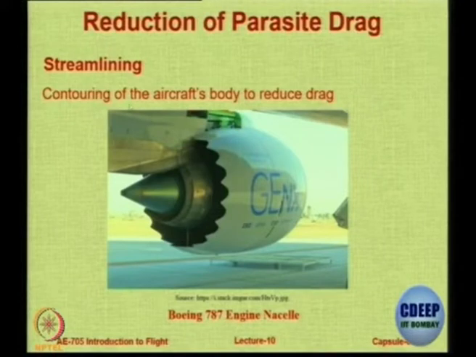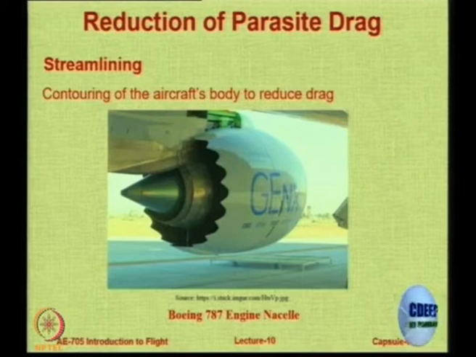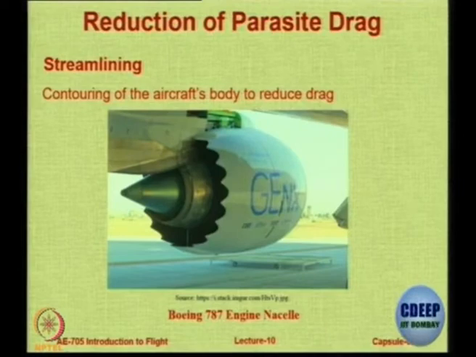But you see on the back there are some serrations. Now why are these serrations provided? Does anybody know? This is an engine of the Boeing 777, I think, and it's also there in the 787. Yes, those are chevrons. They are used to reduce the noise.